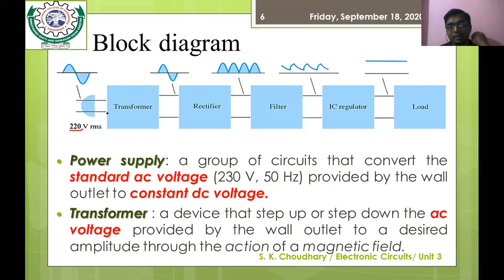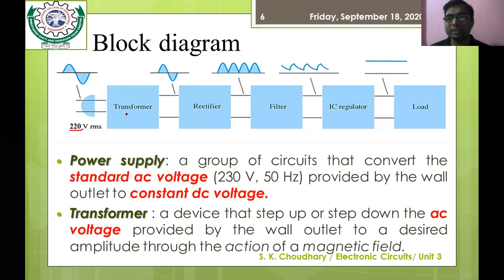What is the function of the transformer here? The transformer is a device that steps up or steps down the AC voltage source provided by the wall outlet to a desired amplitude through the action of a magnetic field. So its main purpose is to either step up or step down the voltage. For electronic circuitry, we require a fixed voltage of 5 volt, or 12 volt, 3 volt, like this.